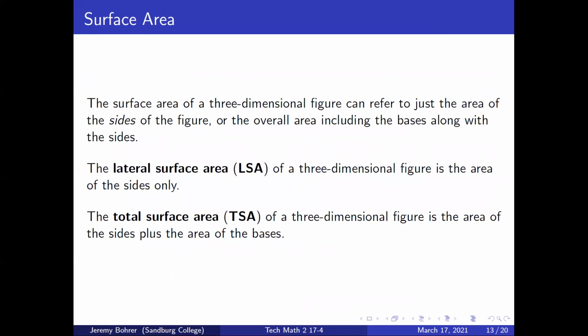The surface area of a three-dimensional figure can refer to just the area of the sides of the figure, or the overall area including the bases along with the sides. The lateral surface area, LSA, of a three-dimensional figure is the area of the sides only. The total surface area, TSA, of a three-dimensional figure is the area of the sides plus the area of the bases.